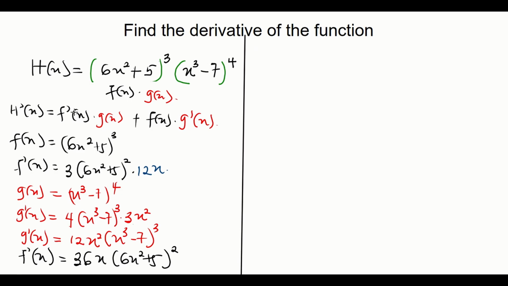From the product rule, we first have what? We put the f prime of x. What is now our f prime of x? First, we have to put my h prime of x. Now, where is our f prime of x? This is our f prime of x, so it will now be 36x. Let's put that together. This is going to be 36x into bracket 6x squared plus 5, all squared.